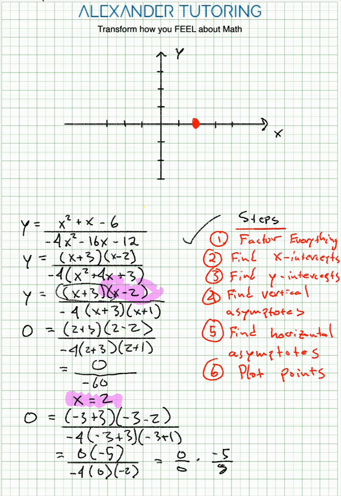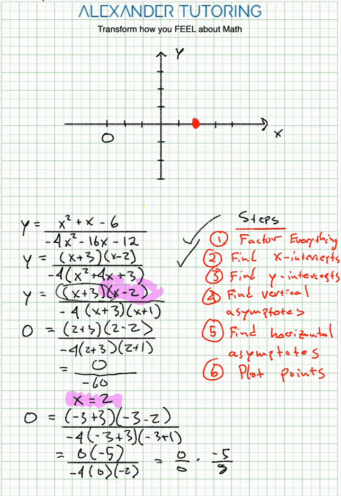-5/8. And what that tells me is that we have a hole, they call it, which is basically a spot that just doesn't exist in the graph at x equals -3 and y equals -5/8. So let's put that on. That's going to look something like that. That's a hole. Let's leave that for later. Okay, and that's it for the x-intercepts.